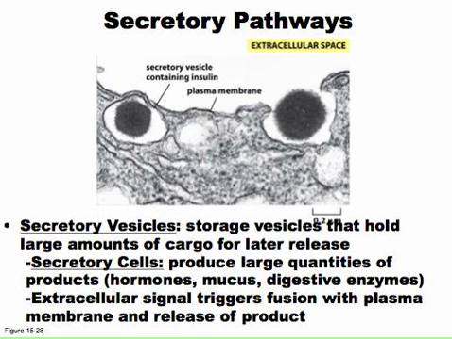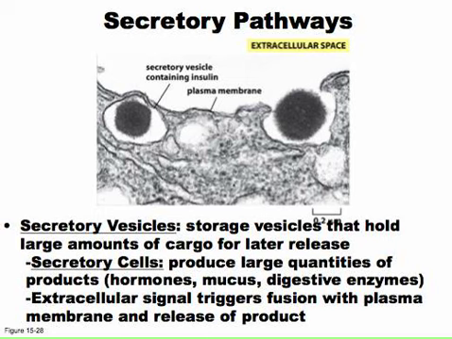So some cells are specialized cells that will make large quantities of particular products, and these cells are called secretory cells. So the example I gave you before was a neuron that makes a lot of hormone. And then that hormone is going to be stored in a secretory vesicle for later release. So again, a secretory vesicle is simply a storage vesicle that holds large amounts of cargo for later release.